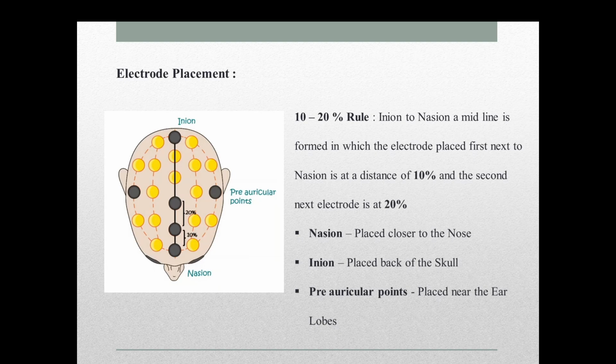This rule defines that the inion and nasion form a midline, and the electrode closest to the nasion is placed at a distance of 10 percent. Next to that, a 20 percent distance is covered. In this manner, every electrode will be placed: the first at a 10% distance, the next at a 20% distance. Like this, every electrode is placed above the skull.